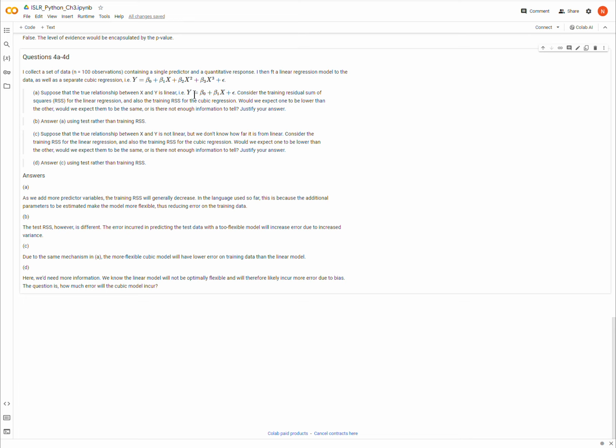But the question is how much error is it going to incur compared to the amount of error incurred by the cubic model, right? The cubic model could still have too much variance. So if the relationship between y and x is just slightly nonlinear, then the linear model may do better. If it's pretty nonlinear, then the cubic model may do better. So anyway, those are my answers.